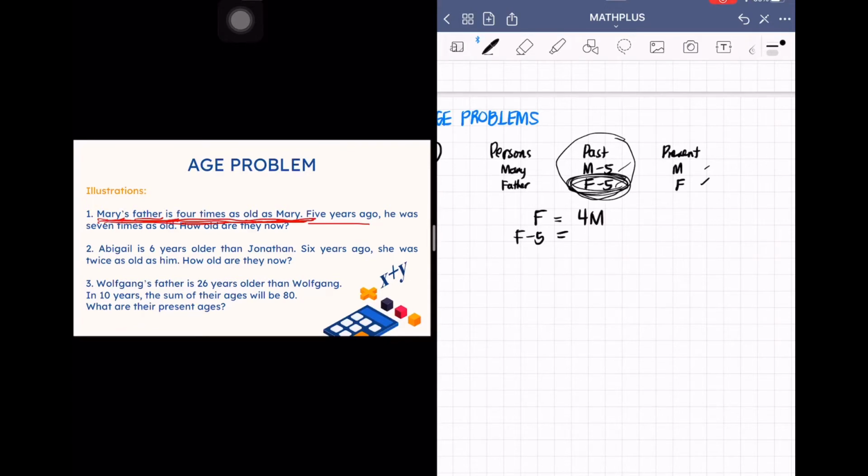Was, so that's a representation of an equal sign. 7 times as old. That means 7 times as old as Mary was that time. Okay? 5 years ago, si father daw, 7 beses yung edad niya ng kay Mary nung panahon din yun. Siyempre, hindi naman pwedeng tatay lang ang bumabalik sa time, di ba? Okay? Same time setting. Mary minus 5. Okay. How old are they now?